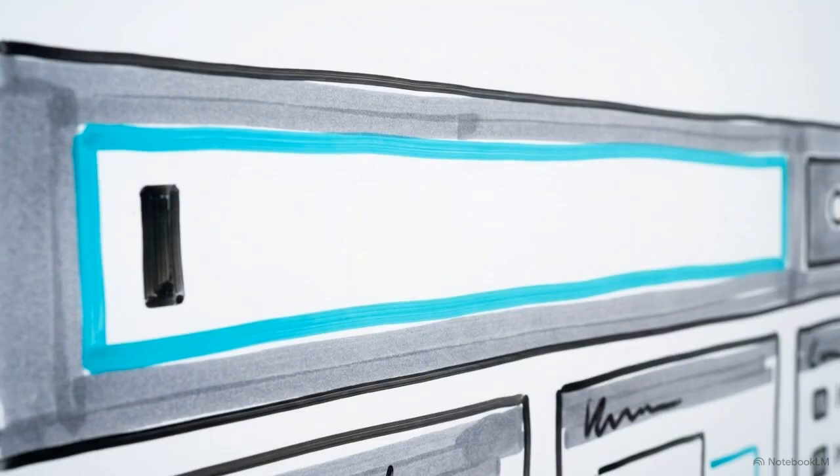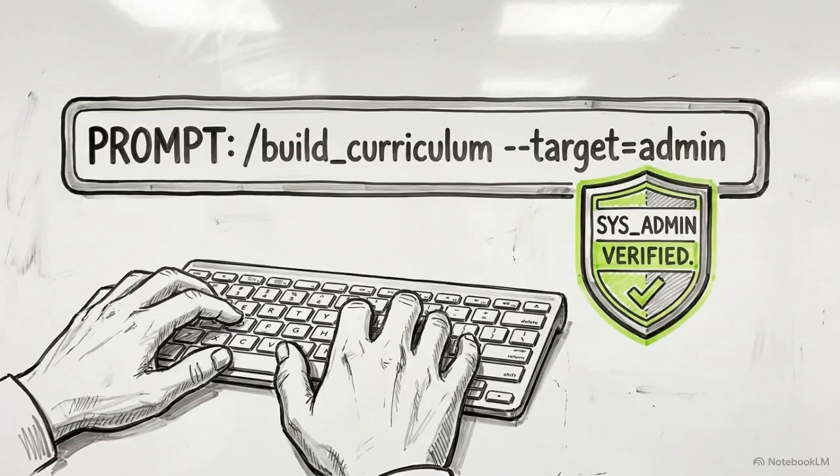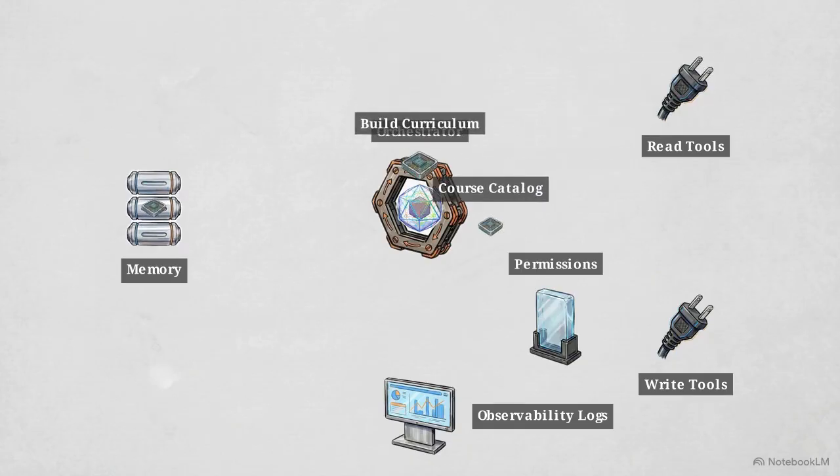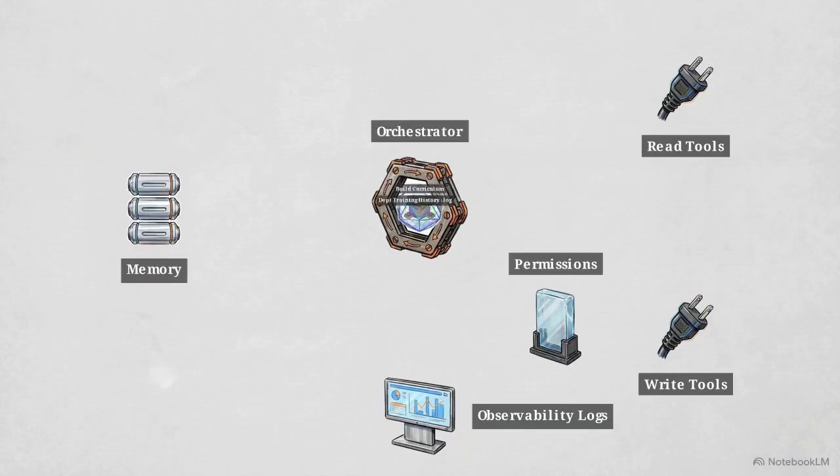Let's trace a complex request through this infrastructure. A corporate administrator asks the agent to analyze a specific department's skill gaps and generate a new corporate learning path. The request enters the orchestrator. The orchestrator safely queries read tools to fetch the current course catalog, pulls the department's training history from memory, and loops this data through the LLM to structure a curriculum. Once the model drafts the plan, the orchestrator initiates a save command. The packet hits the permission layer, verifies the user holds admin rights for that specific tenant, triggers a write tool to update the database, and sends the execution latency down to the observability logs.